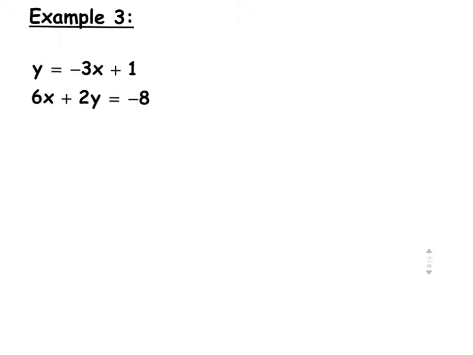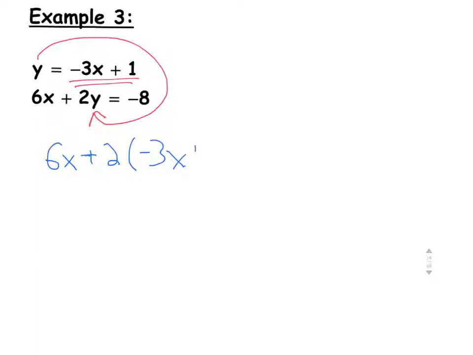Example 3. First equation, very nice: y equals negative 3x plus 1. I've already got y solved for, right? It's negative 3x plus 1. So let me take this value of y and plug it into the second equation. This is going to be 6x plus 2 times, replace the y with negative 3x plus 1, and that would equal negative 8.